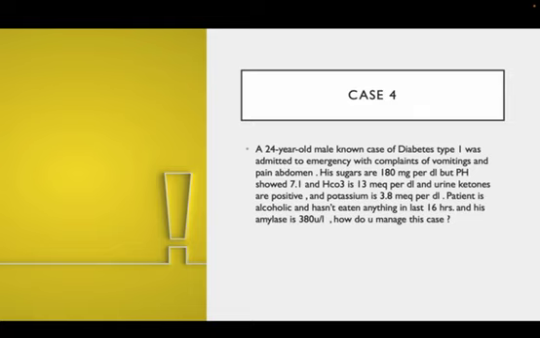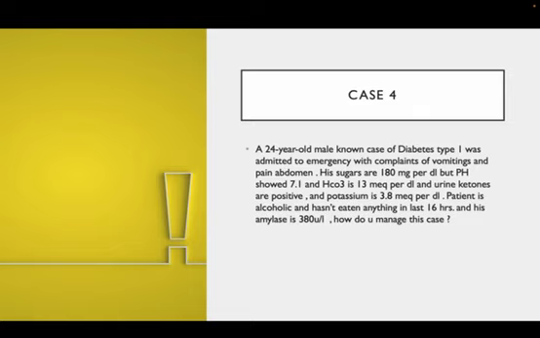Case 4. A 24-year-old male, known case of type 1 diabetes mellitus, was admitted to emergency with complaints of vomiting and pain abdomen. His sugars are 180 milligrams per deciliter, pH is 7.1, bicarbonate is 13, urine ketones were positive, potassium is 3.8 milliequivalents per deciliter, and the patient is alcoholic and hasn't eaten anything since the last 16 hours and his amylase is 380 units per liter. How do you manage this case?